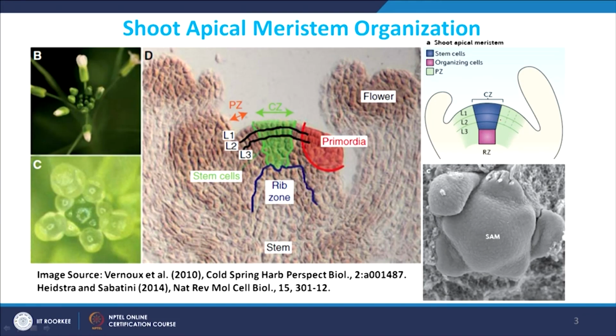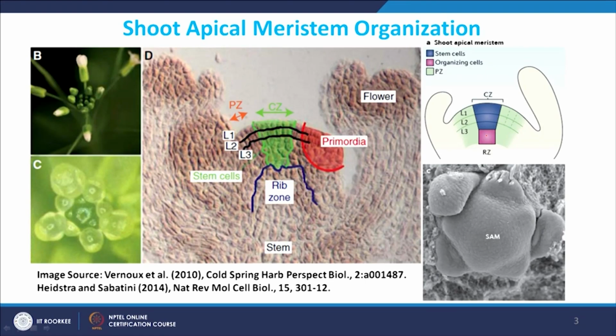As I said, in the central zone, this region is your stem cells, and this region is also called the organizing center. The organizing center is very, very important. Positioning of the organizing center is very important because it is equivalent to, not exactly the same, but equivalent to the QC of the root apical meristem, and it plays a very important role in stem cell niche positioning and maintenance.